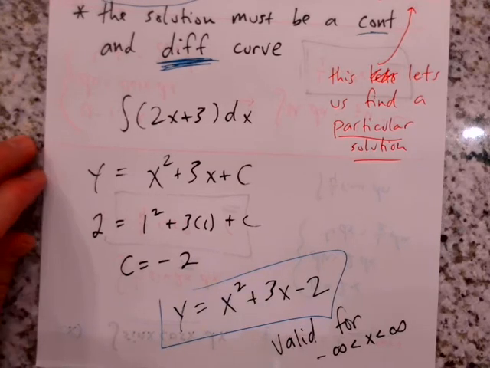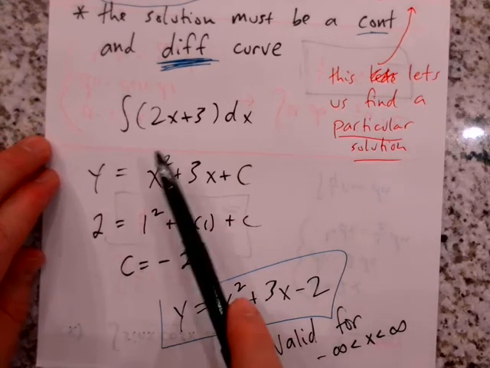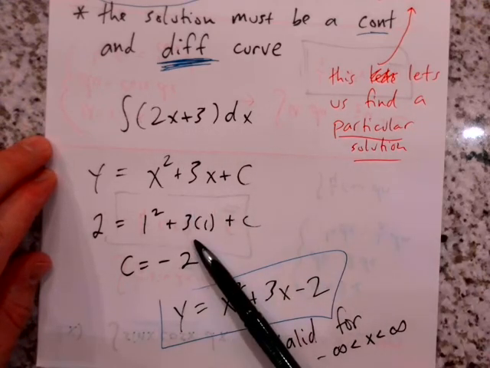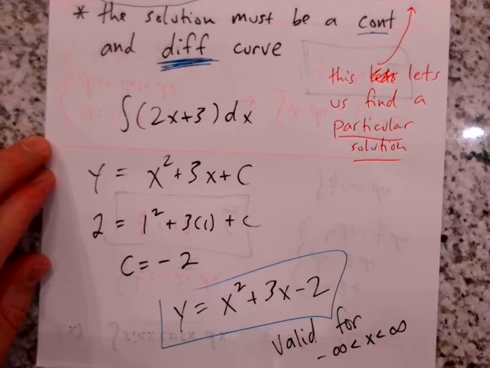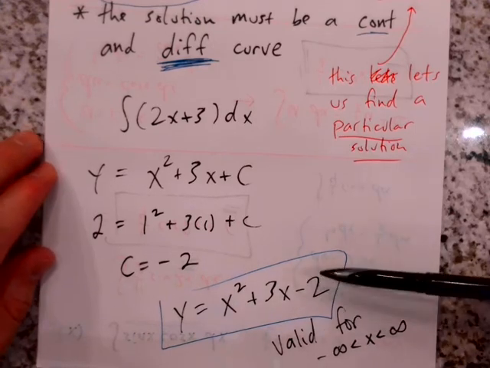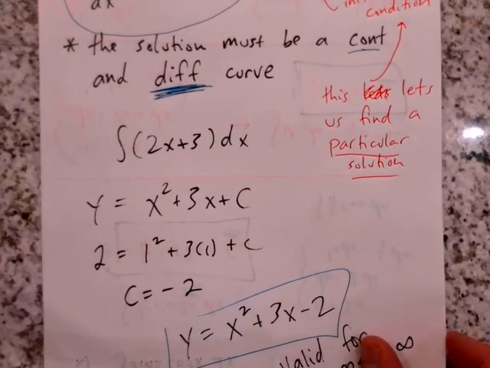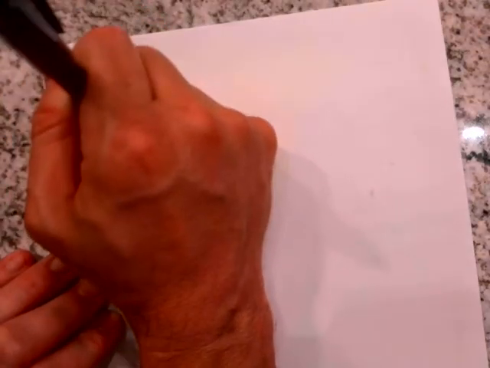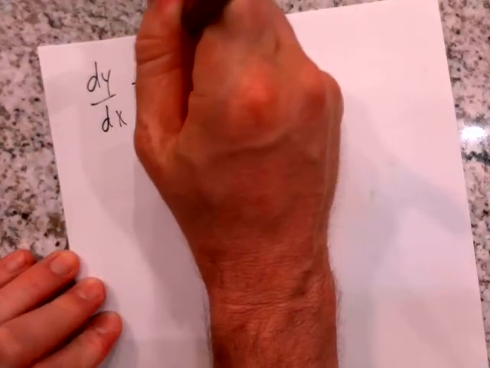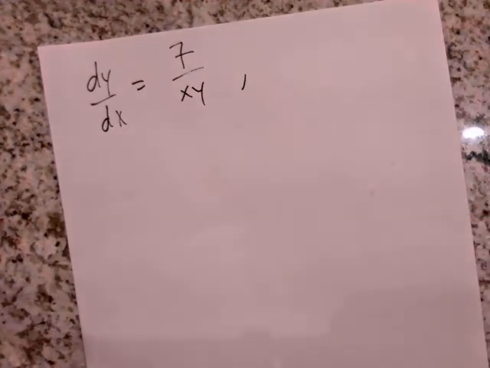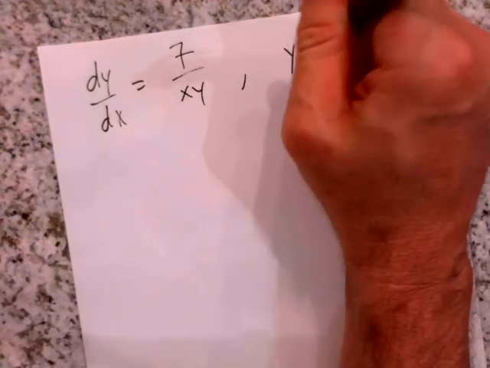But that is the process to solve a differential equation. You integrate the derivative, find the general solution, find c, think about your domain, which just means think of whether the solution or the differential expression have any differentiability or continuity issues. Let's try another one. dy/dx equals 7 over xy with initial condition y of negative 1 equals negative 2.